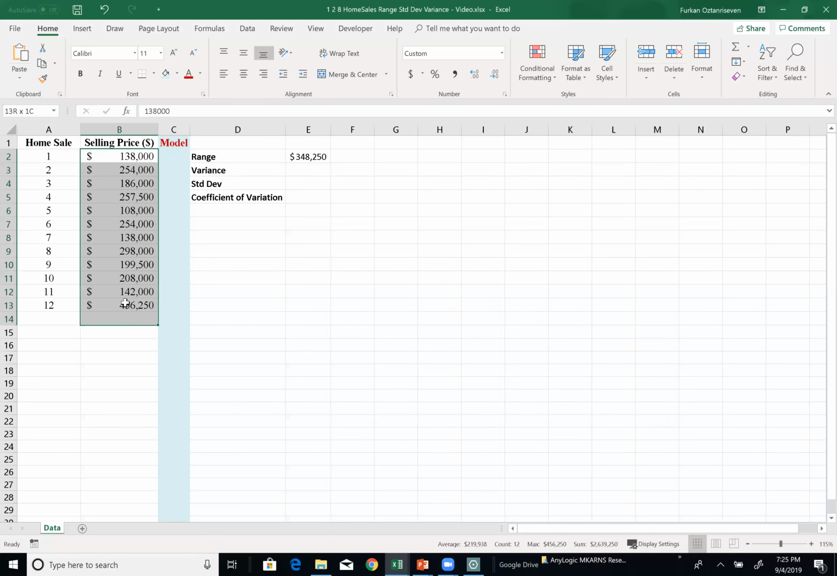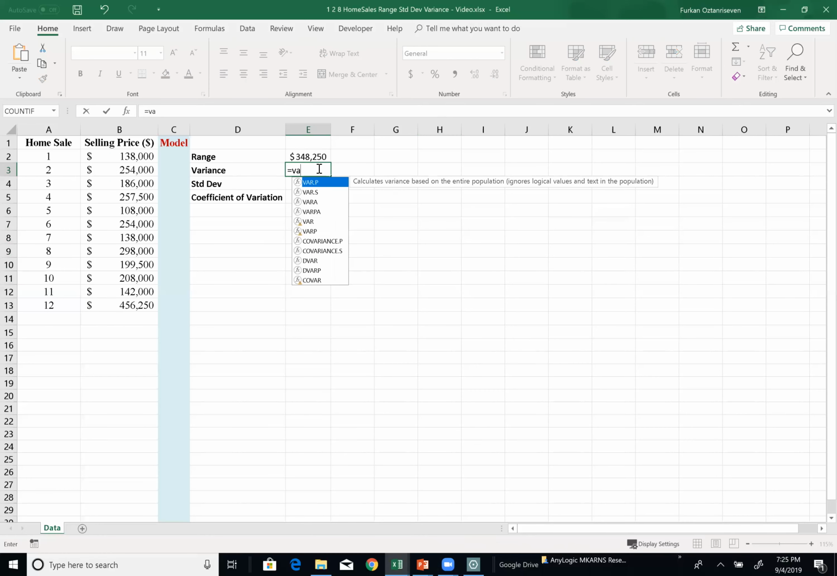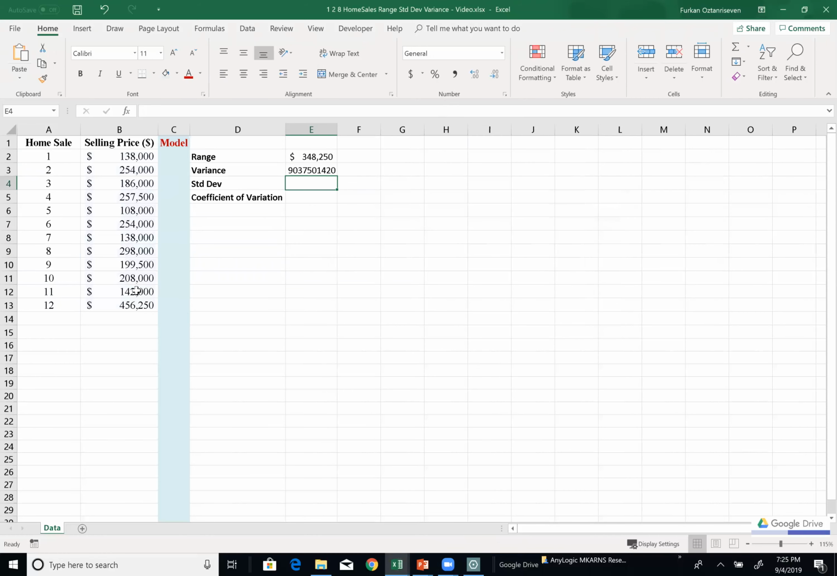If you look at the average of these, you will see here average $219,000 and the range is $348,000. So that is telling me that it all depends. You cannot just assume that you can sell your house at around $220,000 because there's a big variation here. You can see the range of almost $350,000. Let's calculate the variance by using VAR function. Highlight my data, enter.